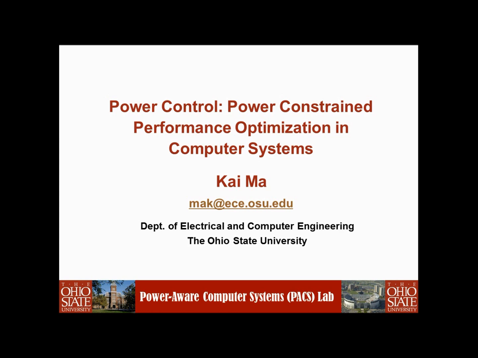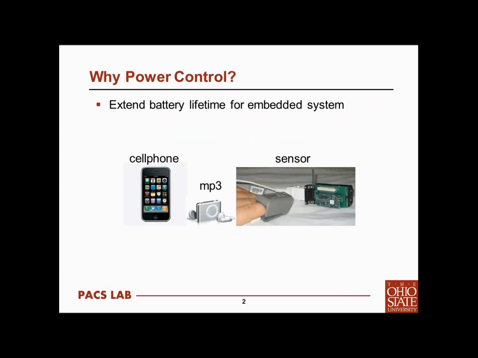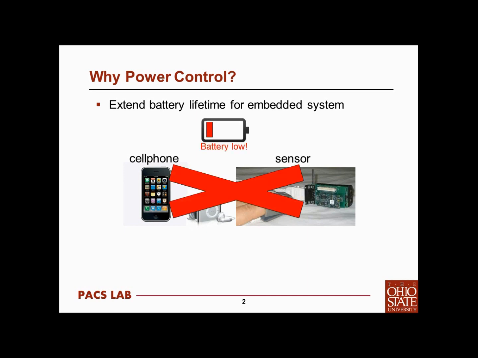Today I'm going to talk about power control, power-constrained performance optimization in computer systems. I believe everybody here has a cell phone, and we may use MP3 players or biosensors in our daily life. Those devices look quite different. However, there is one thing in common for all of them. They all use batteries. When the battery is gone, then everything stops. So we really want to extend the battery lifetime of those devices.